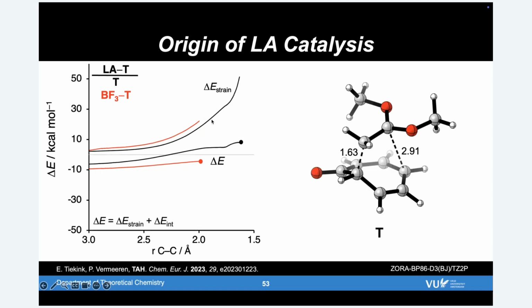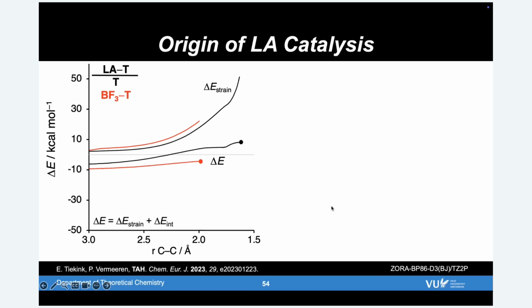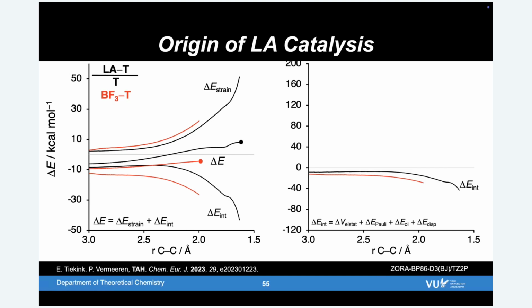But here we have the transition states. So you see the degree of asynchronicity is already very high. And here it's really the more stabilizing interaction energy for the catalyzed reaction that pulls that transition state down and to an earlier position. So that again motivated us to do the decomposition with the EDA method with ADF.